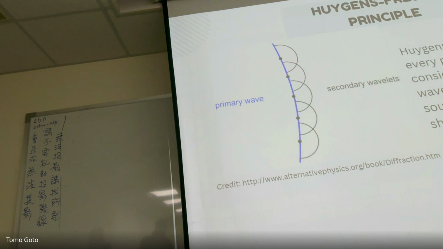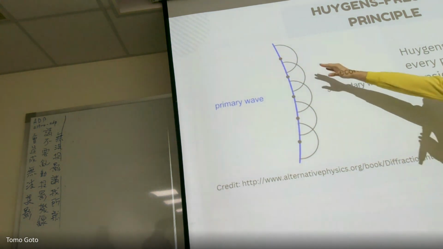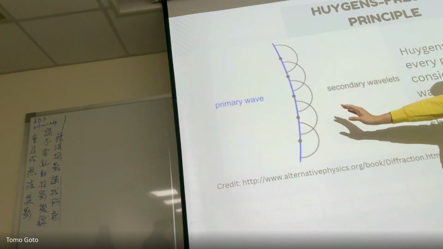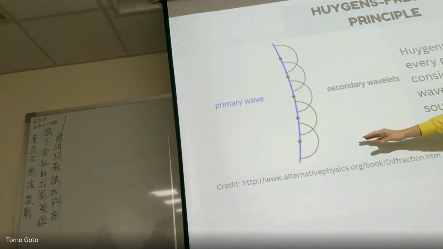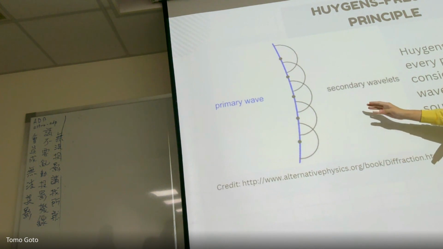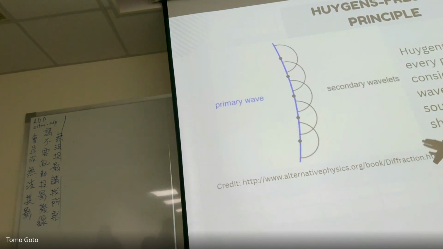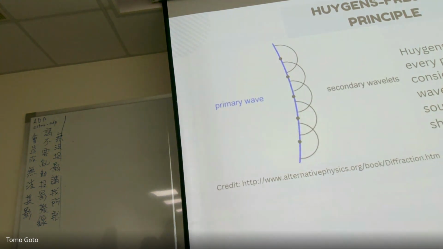Why would this happen? It is because of the Huygens principle. The Huygens principle states that every point on the wavefront can be considered as a source for another wavefront, which will then become another source, as shown. So we can see here that the initial wave of light can become the source for the next wave of light, and so on and so forth. That's why they expand outwards.